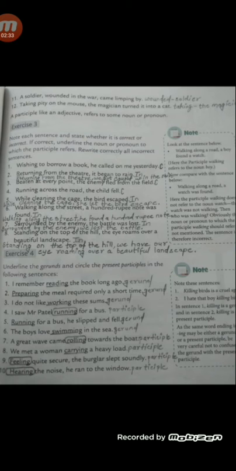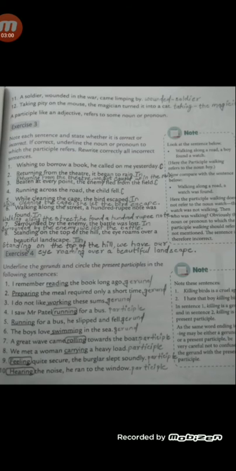"While cleaning the cage, the bird escaped." While cleaning the cage, who was cleaning the cage? Not given here. That's why it's an incorrect sentence. We have to correct it. "While cleaning the cage, she let the bird escape." Who was cleaning the cage? She. Now this sentence is correct.